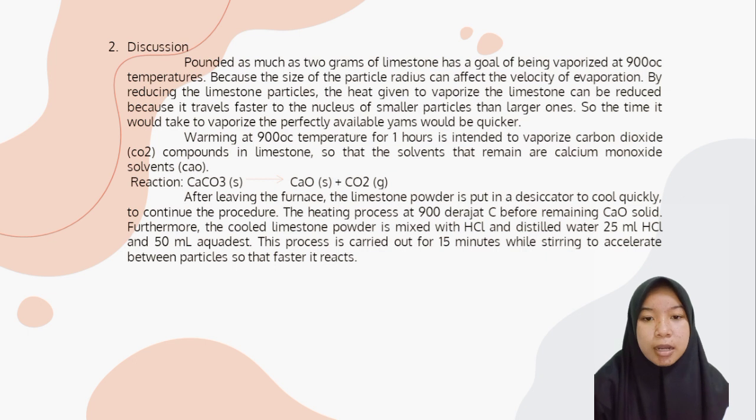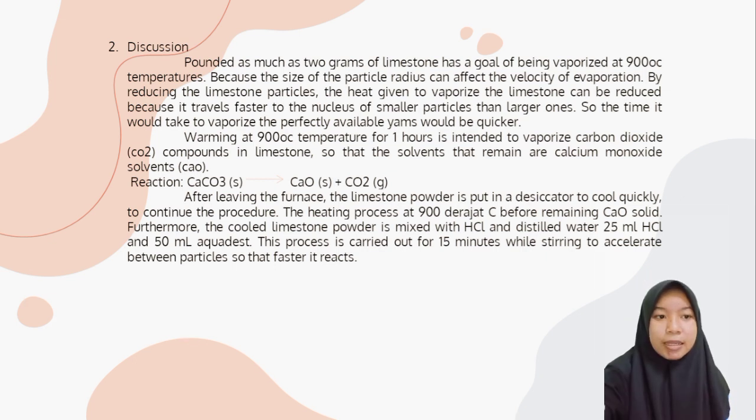Heating at 900 degrees Celsius for 1 hour is intended to vaporize the carbon dioxide compound in limestone so that the solid that remains is calcium monoxide. The reaction: calcium carbonate produces calcium monoxide plus carbon dioxide. After leaving the furnace, the limestone powder is put in a desiccator to cool quickly to stop the heating process at 900 degrees Celsius before it remains calcium monoxide solid.